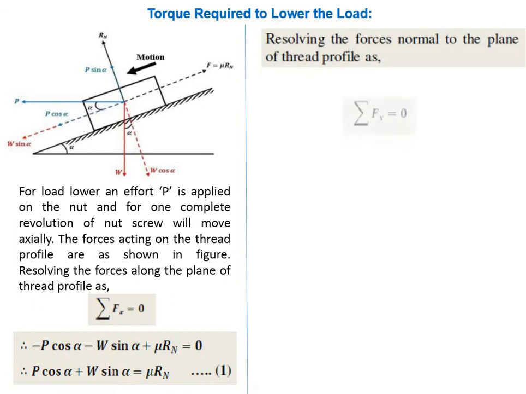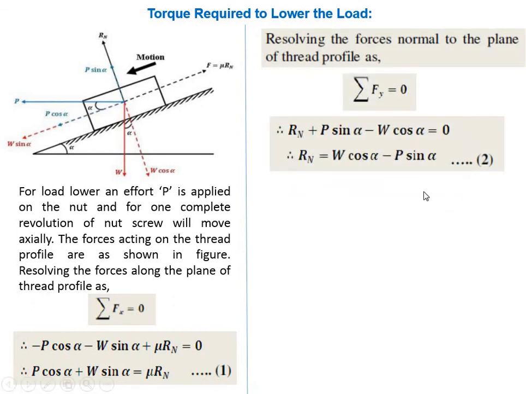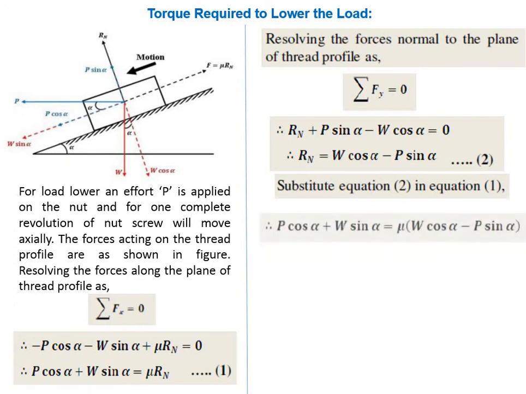Now resolving the forces normal to the plane of the thread profile, that is the summation of all the vertical forces. So summation of Fy is equal to 0. If we take the summation of all the vertical forces, here Rn is going in the upward direction, so positive, plus P sin alpha, again going upward, that's why positive, and minus W cos alpha, going in the downward direction, that's why minus W cos alpha. So Rn is equal to W cos alpha minus P sin alpha, that is equation number 2, the summation of all the vertical forces.